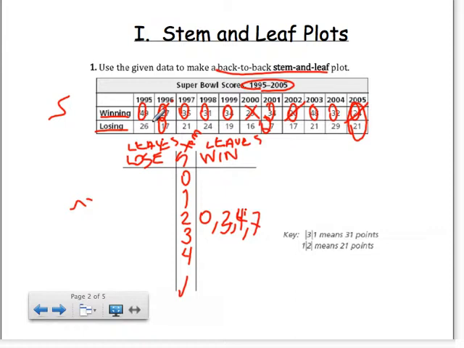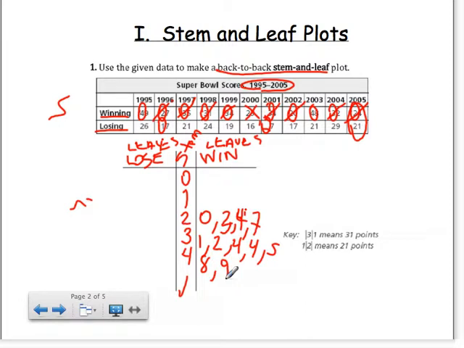Next, I'll go to my 30s. I see a 31. I see a 32. I see a 34. I see another 34. I see a 35. And that's all my 30s. Now on to my 40s, I see a 49 and a 48. So I'll write 48 first and 49.